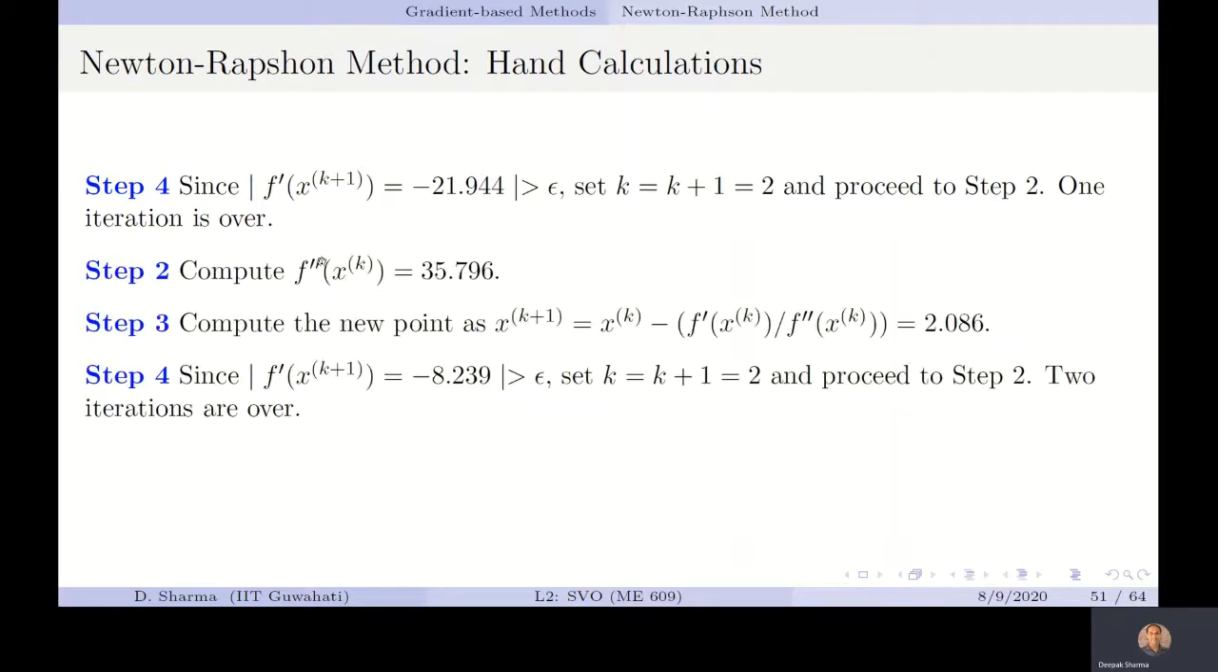Now, since we have calculated the new point, again in step 2 we calculate the double derivative at the new point, which is 35.796. It is numerically calculated. Thereafter, we compute the new point as x(k+1) with the given formula. The value will be 2.086. Now at this point, we will find the derivative of the function in step 4 and then check the termination condition. As we can see, this value is quite high compared to the epsilon value. We increase the counter of k by 1 and proceed to step 2, and this is how the second iteration gets over.